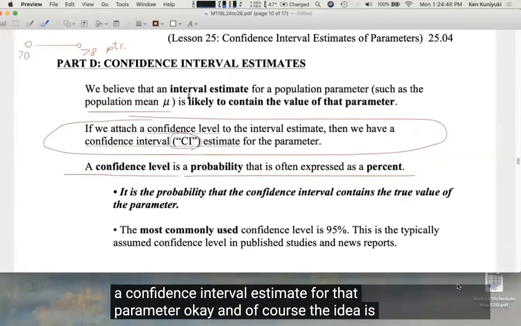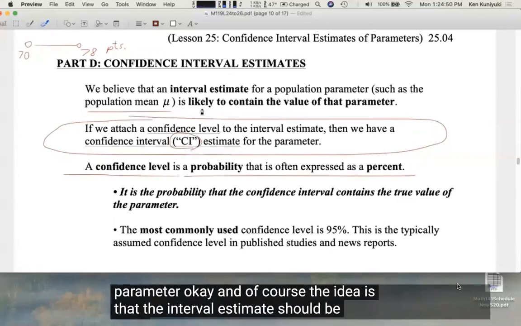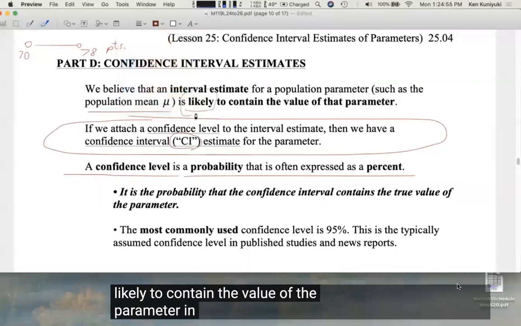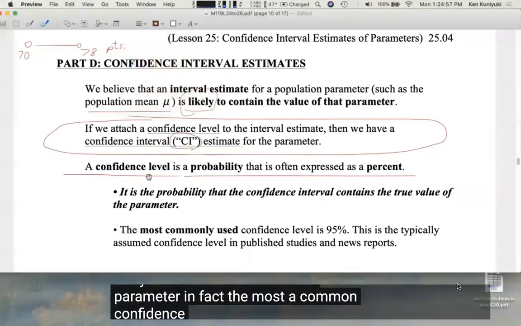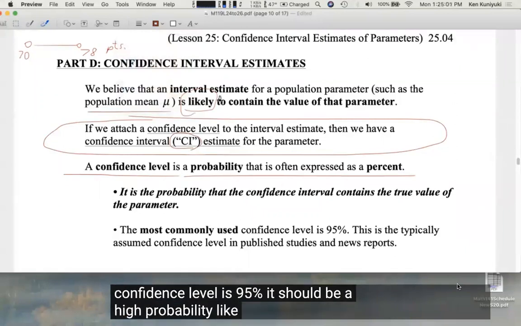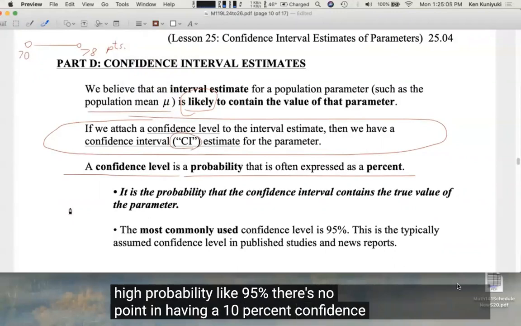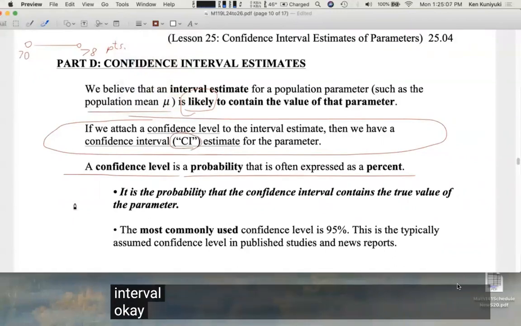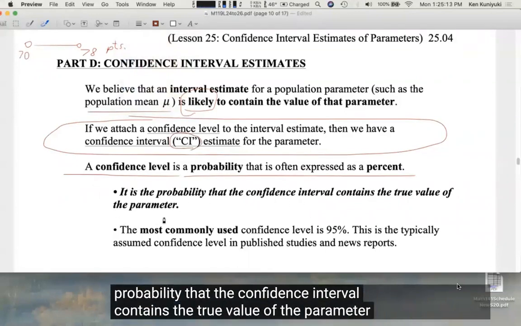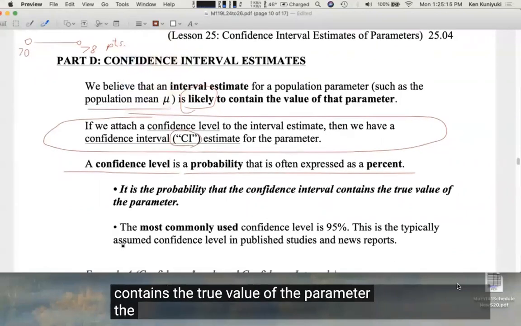Okay, and of course the idea is that the interval estimate should be likely to contain the value of the parameter. In fact, the most common confidence level is 95%. It should be a high probability, like 95%. There's no point in having a 10% confidence interval. Okay, so the confidence level is the probability that the confidence interval contains the true value of the parameter. The most commonly used confidence level, again, is 95%.